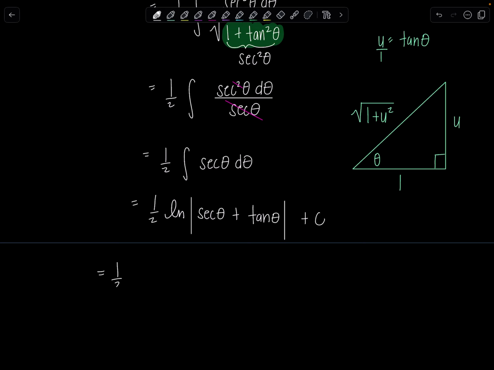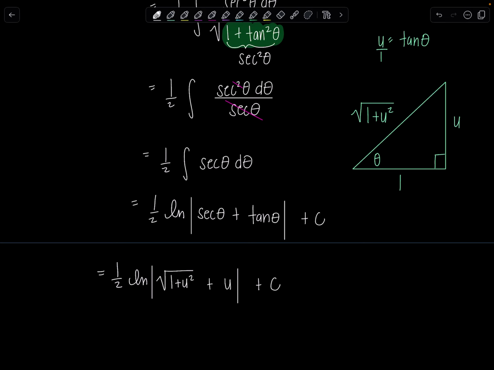So then now we have 1/2 natural log absolute value. Secant theta would be the ratio of hypotenuse over adjacent. So that would be square root 1 plus u squared, I don't need to put over 1, plus tan theta, which is just u, plus c.